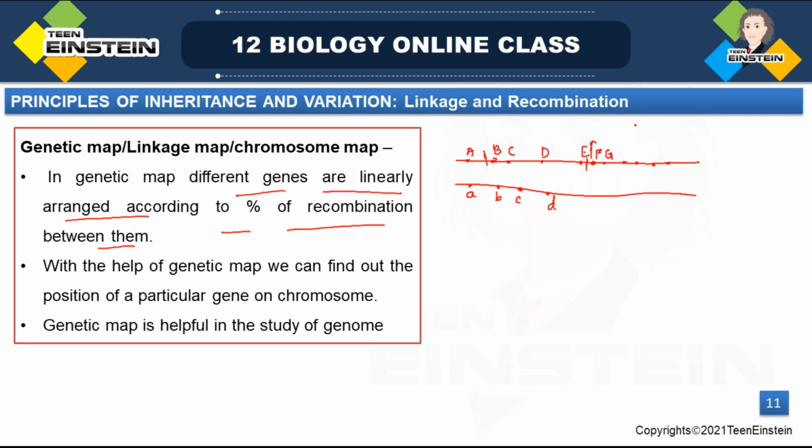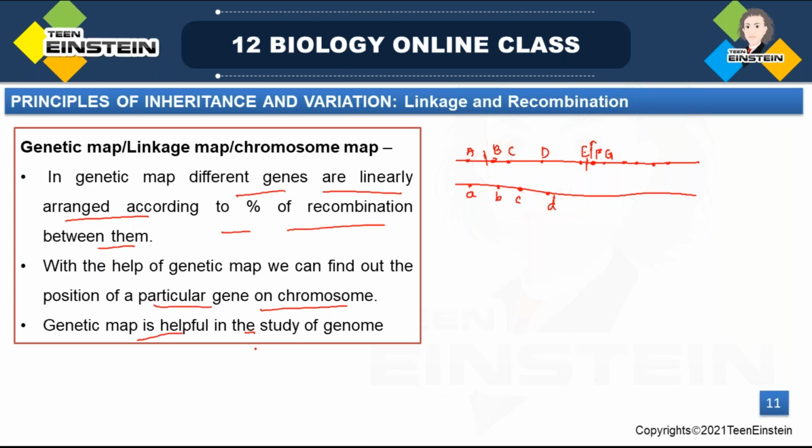Very nearby genes will get inherited together in the next generation, the frequency will be more. They will always be inherited together. So with the help of this genetic map, we can find out the position of a particular gene on a chromosome. And the genetic map is also helpful in the study of the genome.